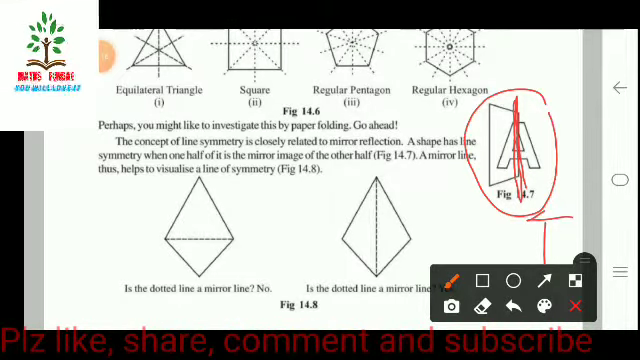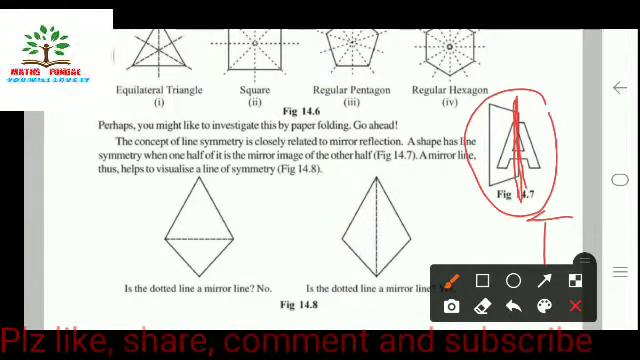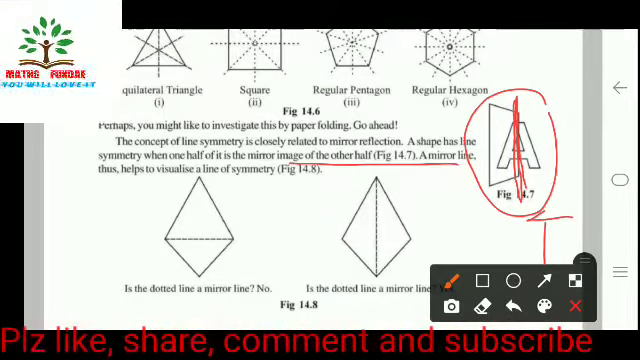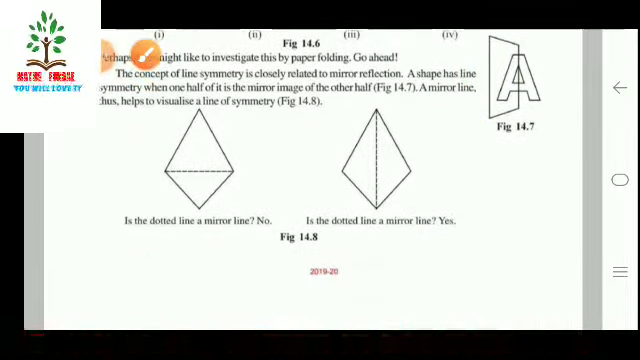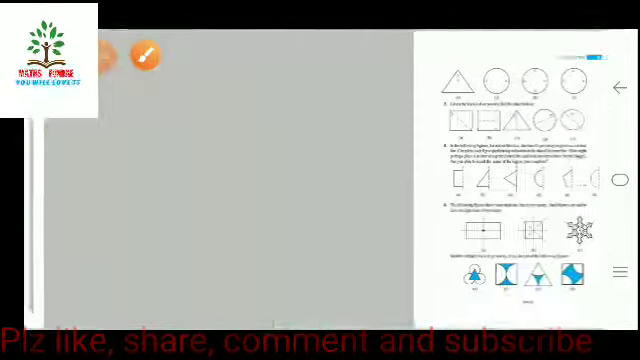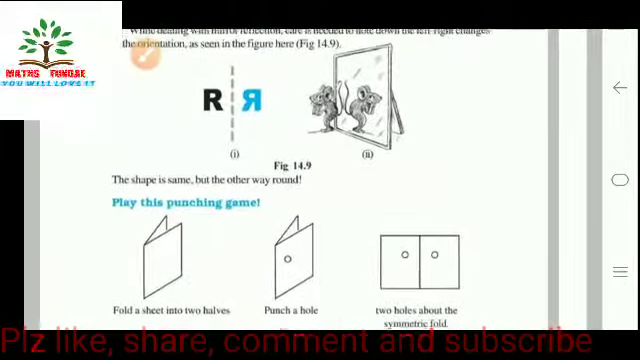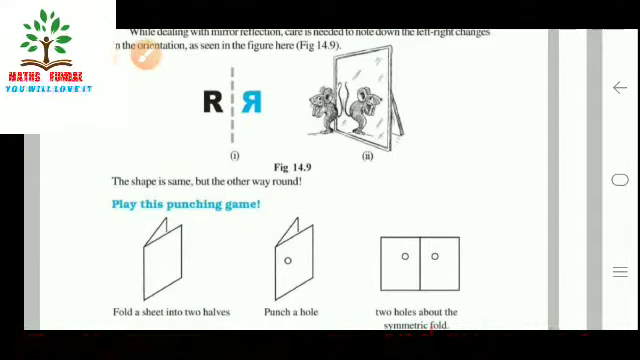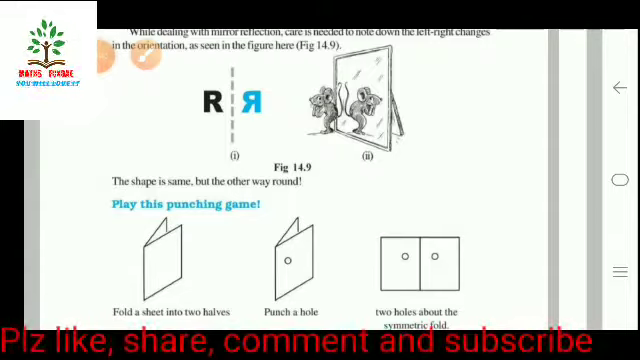A shape has line symmetry when one half of it is the mirror image of the other half. A mirror line thus helps to visualize the line of symmetry. Okay, so look here. When we talk about the mirror, you can easily see that these are the mirror images.